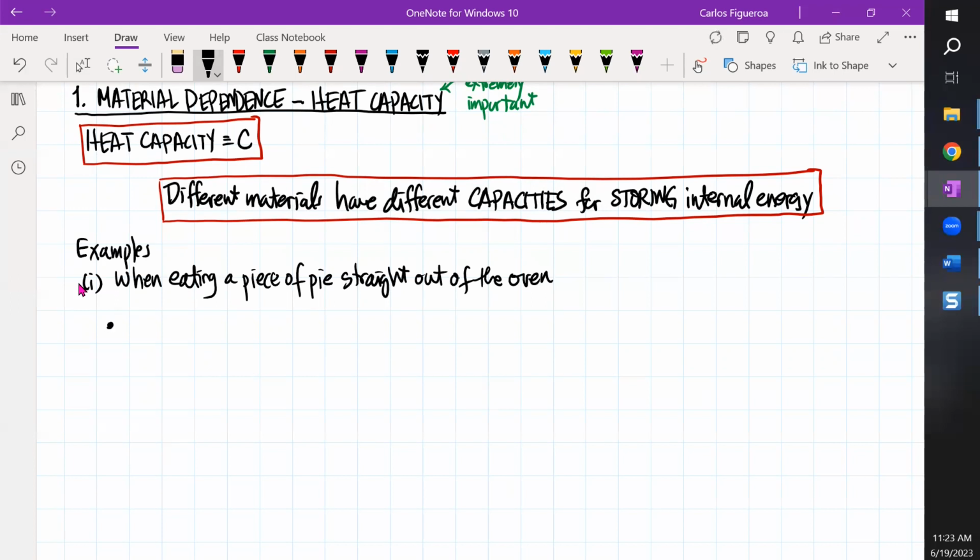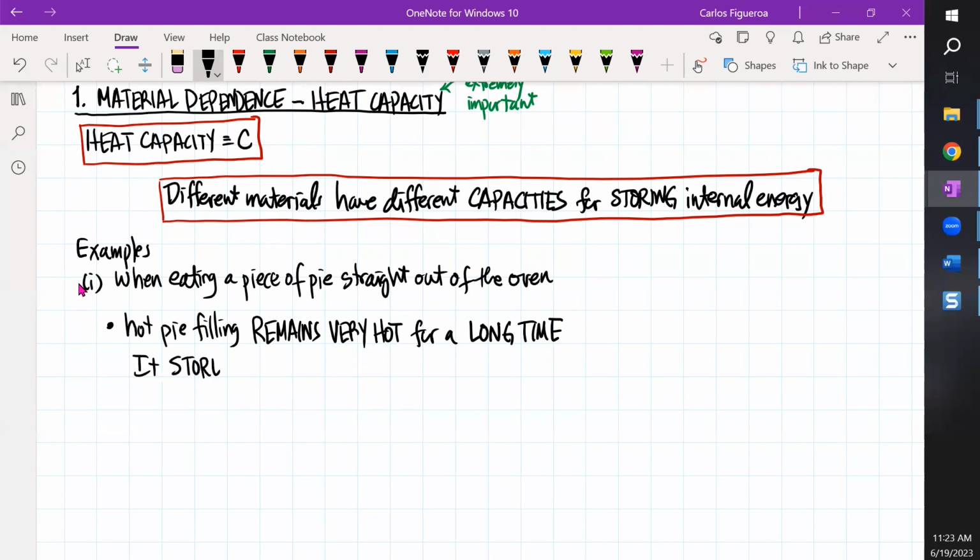you know very well that if you take the hot pie filling, it remains very hot for a long time. So what does that tell us? Well, according to the definition of heat capacity, it stores lots of internal energy. So therefore, it has a high heat capacity value.